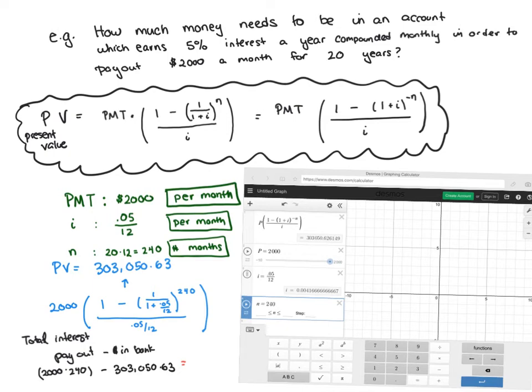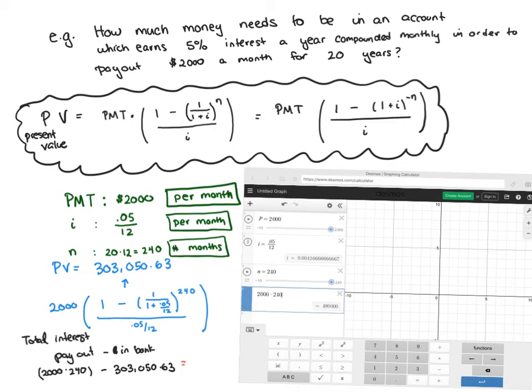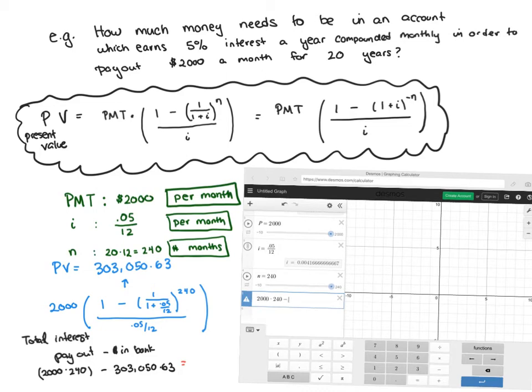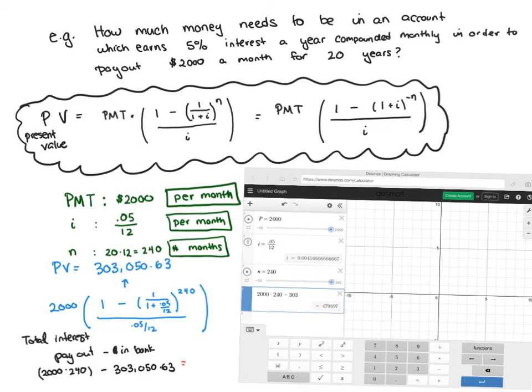So let's go ahead and have Desmos do that for us. I'm just going to do that 2,000 times 240. So I ended up having, right, $480,000 that were paid out. The amount of money I had in was $303,050.63. So the amount of interest I had was $176,649.37.